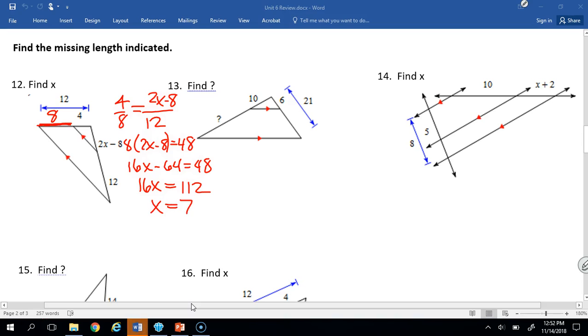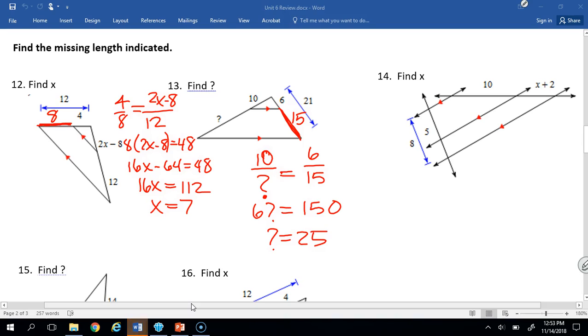So number 13. Again, I'm going to solve for this missing part right here, and 21 minus 6 is 15. So I'm going to do that first. Then I'm going to set up the problem. That would be 10 over question mark equals 6 over 15. I'm going to cross multiply, so that's 6 times question mark equals 150. And then I'm dividing 6 into 150, so question mark is equal to 25.